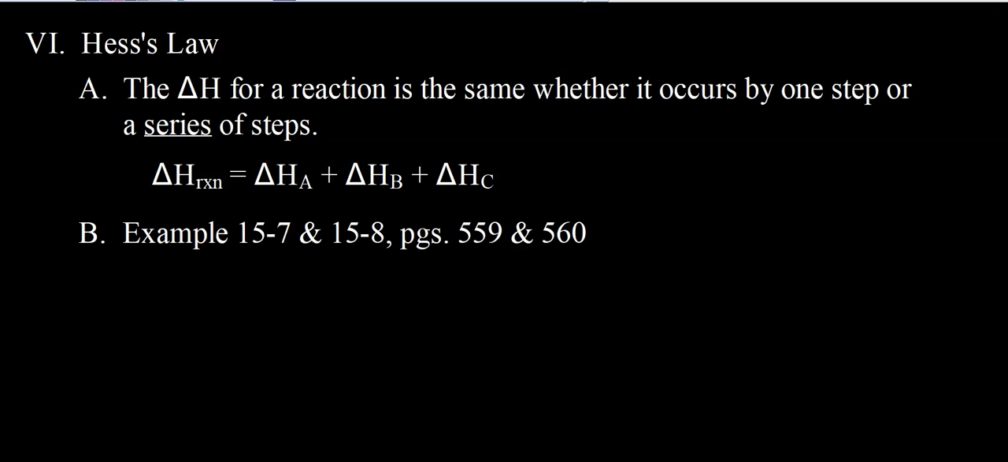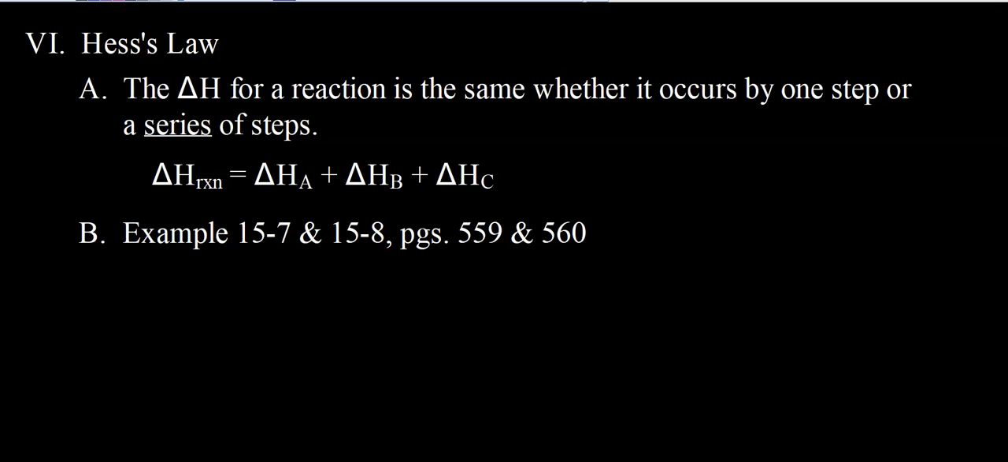So delta H is a state function, meaning its value is independent of pathway taken. As we see here, delta H for a reaction could be found by taking the sum of the delta H's of the steps. I just put it as A, B, and C. It could be 1, 2, 3, whatever. So delta HA is the delta H for one step, delta HB is the delta H for another step, and delta HC is the delta H for another step. If you add up all of the steps, you get the reaction, and if you add up each of their delta H, then you get the delta H for that reaction.